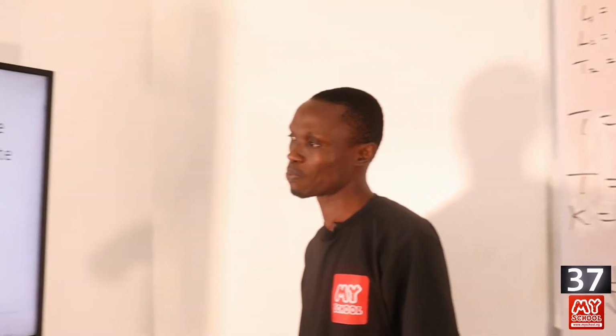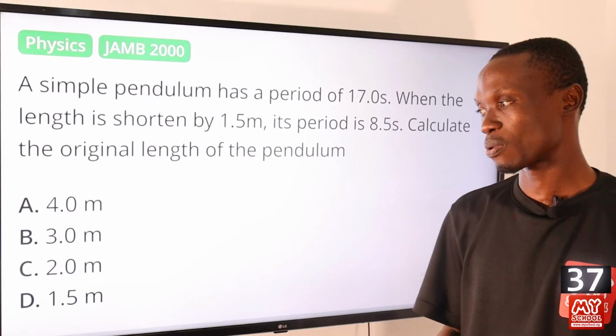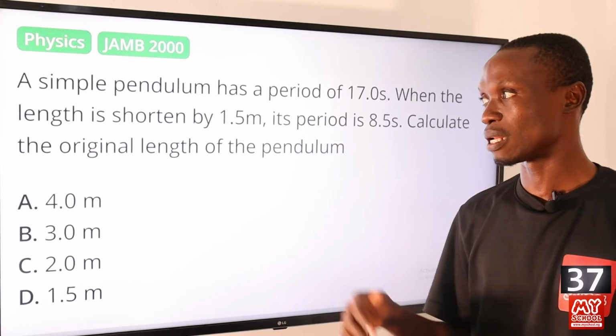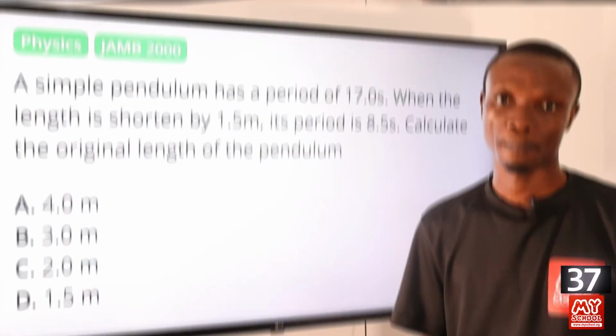So let's go to the board to pick the answer to this question, which is option C, 2.0 meter, meaning the original length of the pendulum is equal to 2.0 meter.